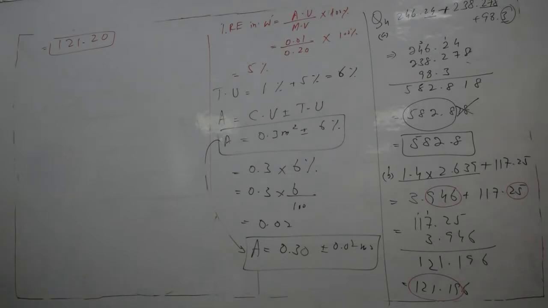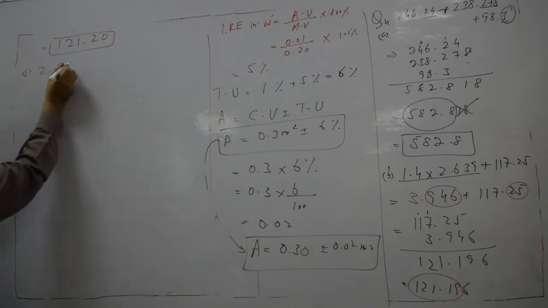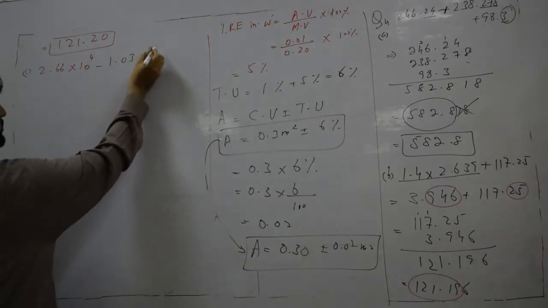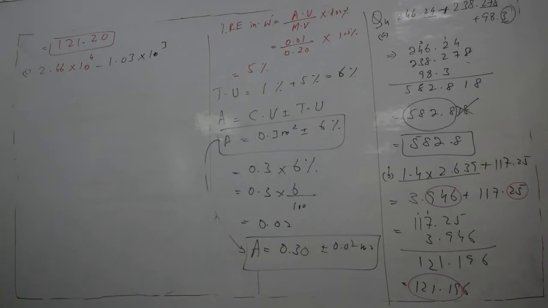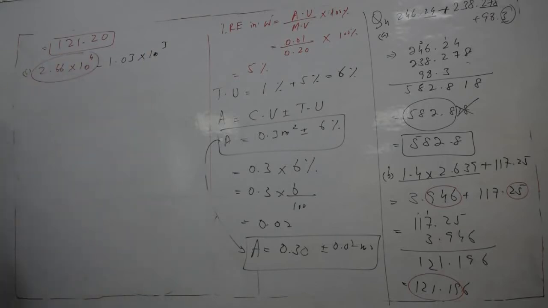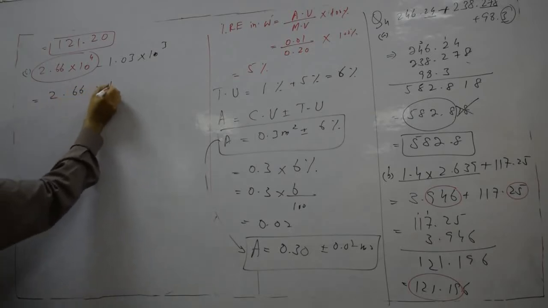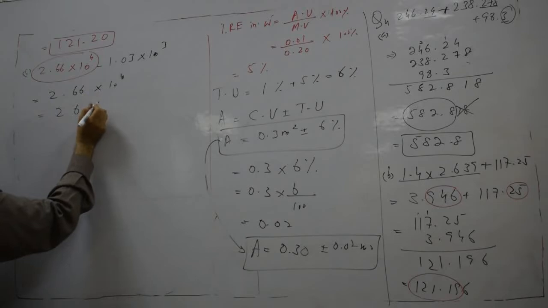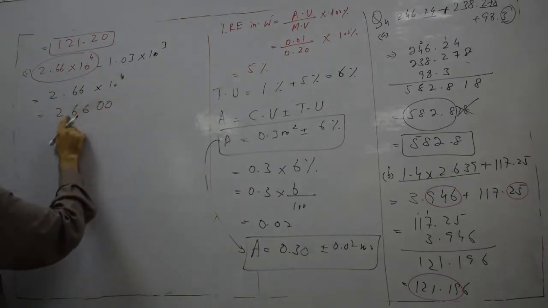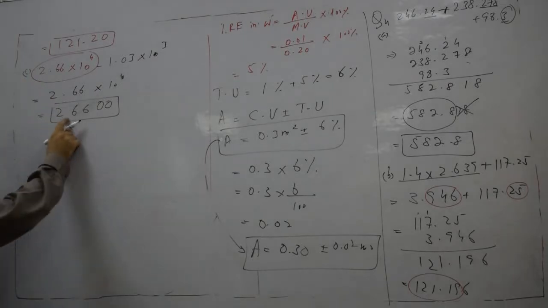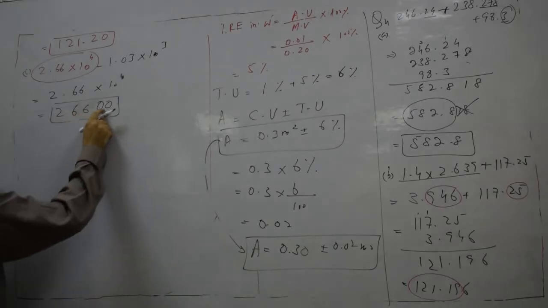Now come towards part C. Part C for this MCQs is 2.66 multiplied by 10 power 4 minus 1.03 into 10 power 3. Okay, so we have to subtract these numbers. First convert this scientific notation into standard form. 2.66 into 10 power 4 means we have to shift the point 4 times. So it will be 26600. 1 2 3 4. Yes, that is the standard form.